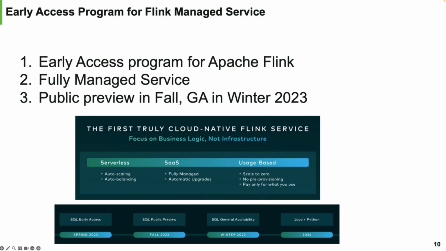Now, at a high level, what it does is it's an auto scaling, auto balancing, serverless offering, fully managed, with automatic upgrades. You can scale from zero to whatever you want, and you pay for only what you use. You don't pay for any pre-provisioning type capabilities. So Confluent is very serious not only about streaming, but also about stream processing, because they know a lot of their customers use it.